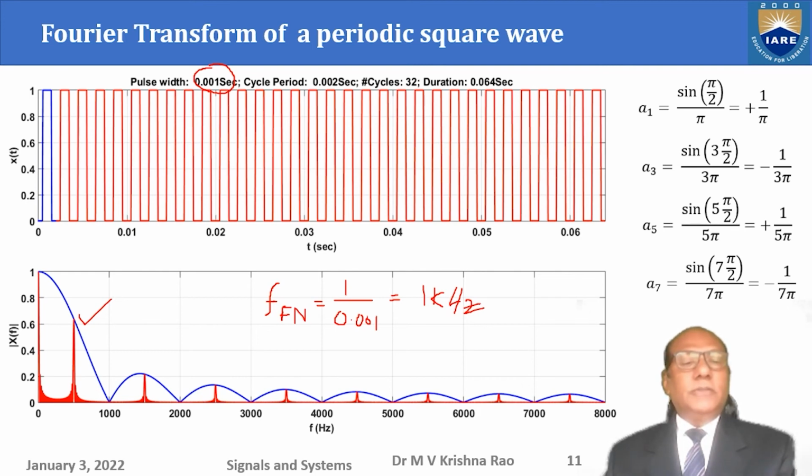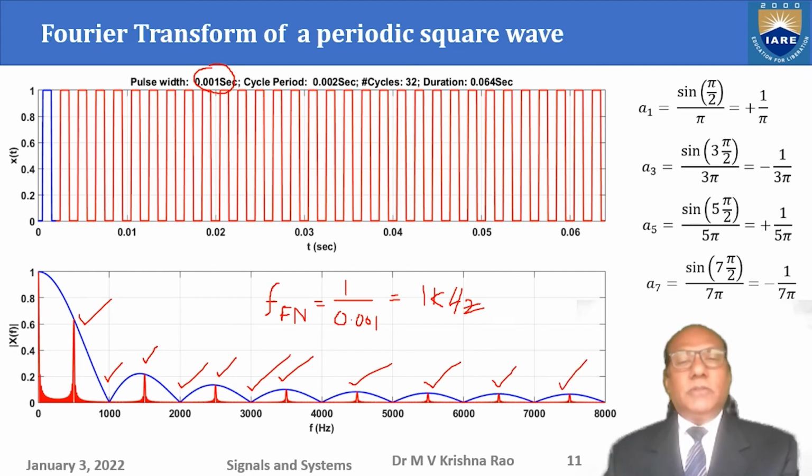2 kilohertz, the second harmonic, is not present. The fourth harmonic is not present. The sixth harmonic is not present. But you have the third harmonic present and the fifth harmonic. All odd harmonics are present here. All even harmonics are zeros, nulls.